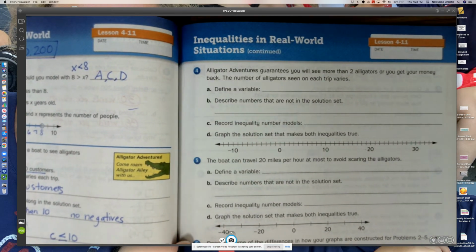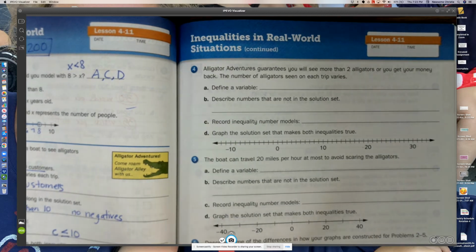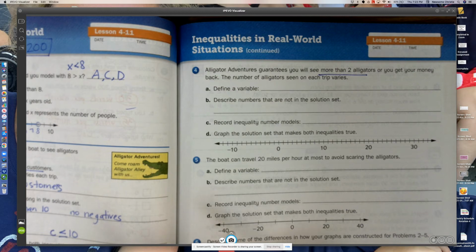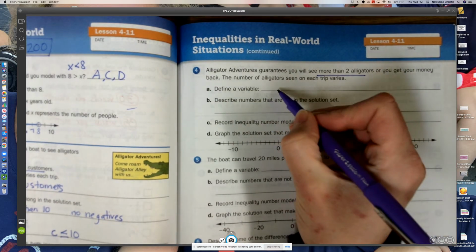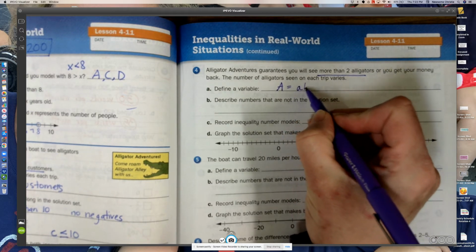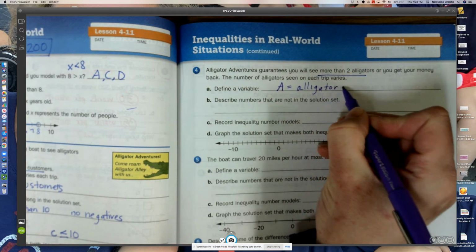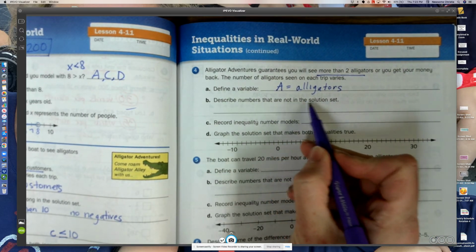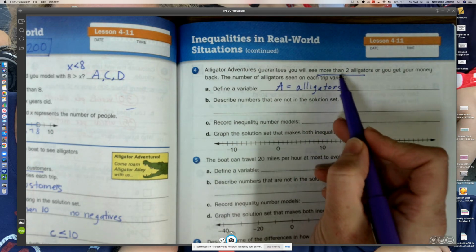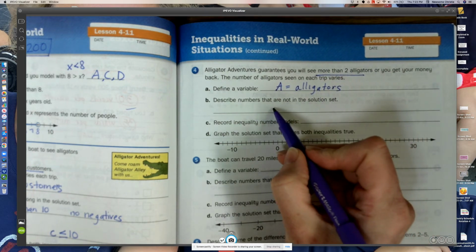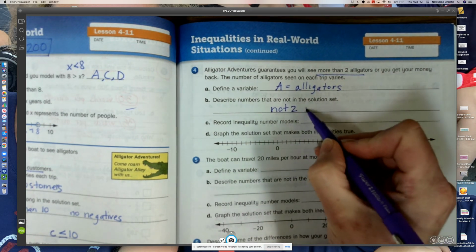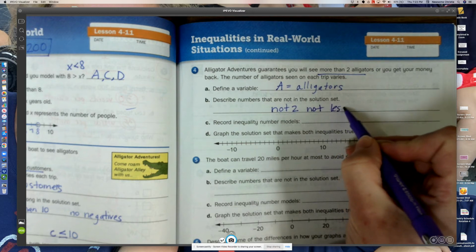So 4 says Alligator Adventures guarantees that you will see more than 2 alligators or you get your money back. And the number of alligators varies on each trip. Okay, so we're counting alligators, right? So that's my variable. A equals alligators. I think I misspelled it again. Is that good? No, I didn't. Okay. And what are the numbers not in the solution set? So they're guaranteeing we're going to see more than 2. So not 2, right? They're saying more than 2. Not less than 2.